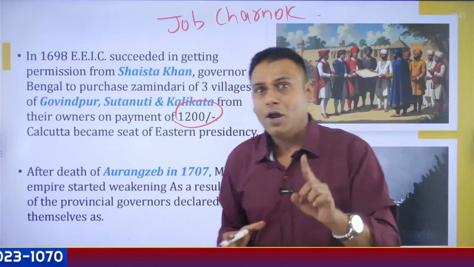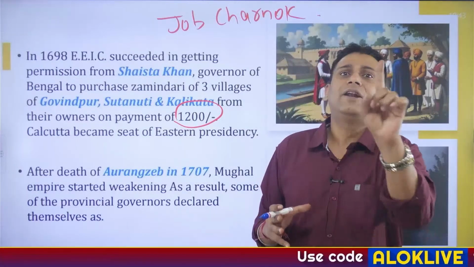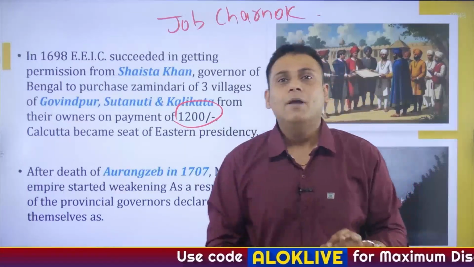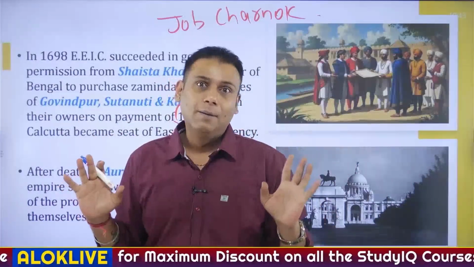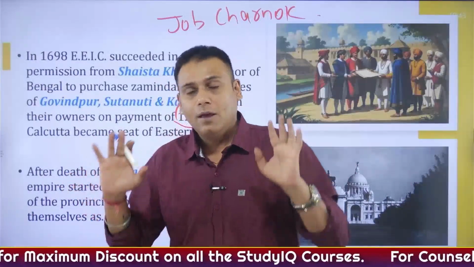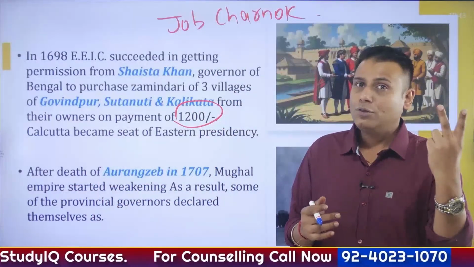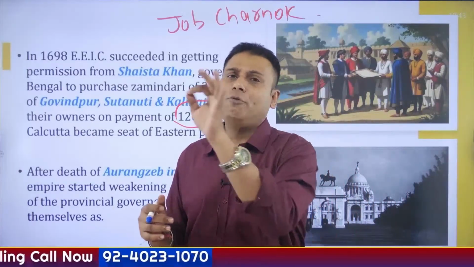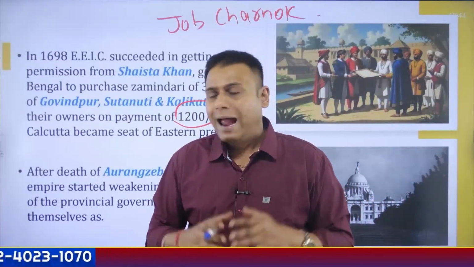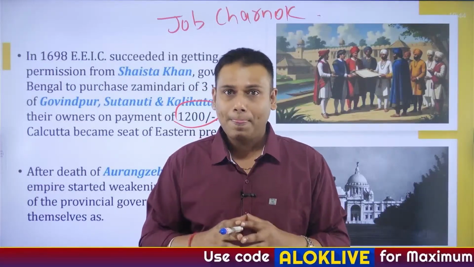And at that time, Shah Shuja gave permission to the English East India Company to trade in the region of Bengal by paying 3,000 rupees per annum. Then Shaista Khan, maternal uncle of Aurangzeb, gave the zamindari rights of three important villages, Govindpur, Sutanuti and Kalikata, to the English East India Company at 1,200 rupees. And the major role here was played by the company's agent referred to as Job Charnock.